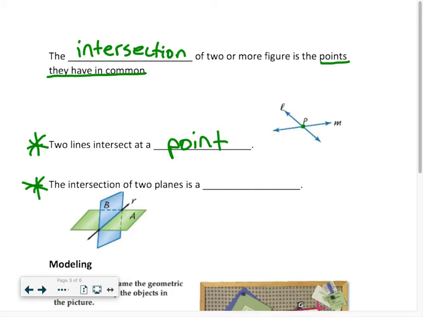Another intersection you're going to want to make note of: the intersection of two planes is a line. A good way to visualize this, take two pieces of paper and put them together in a similar fashion. Of course, you can't get one piece to go through the other piece of paper, but where these two pieces of paper touch each other, that would create a line R in this case. So two planes intersect in a line.